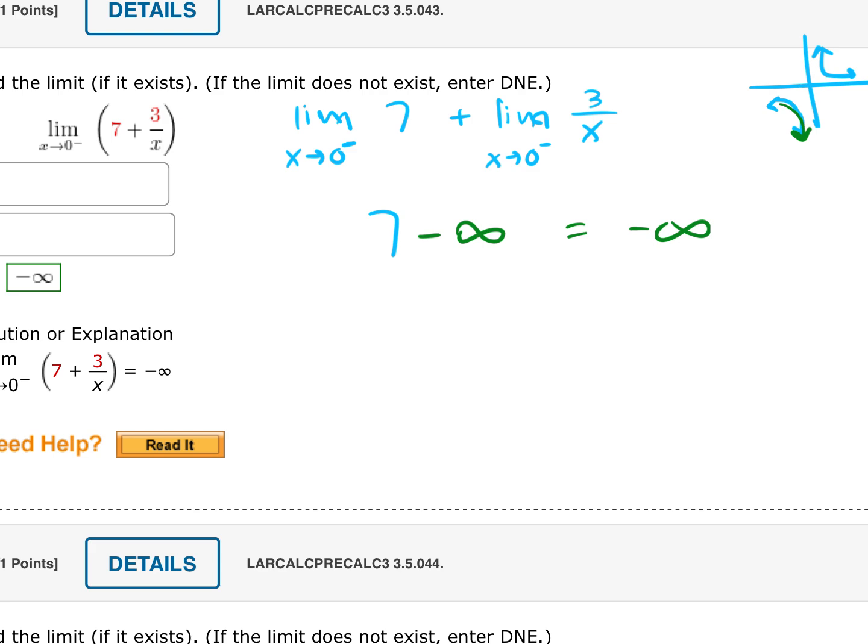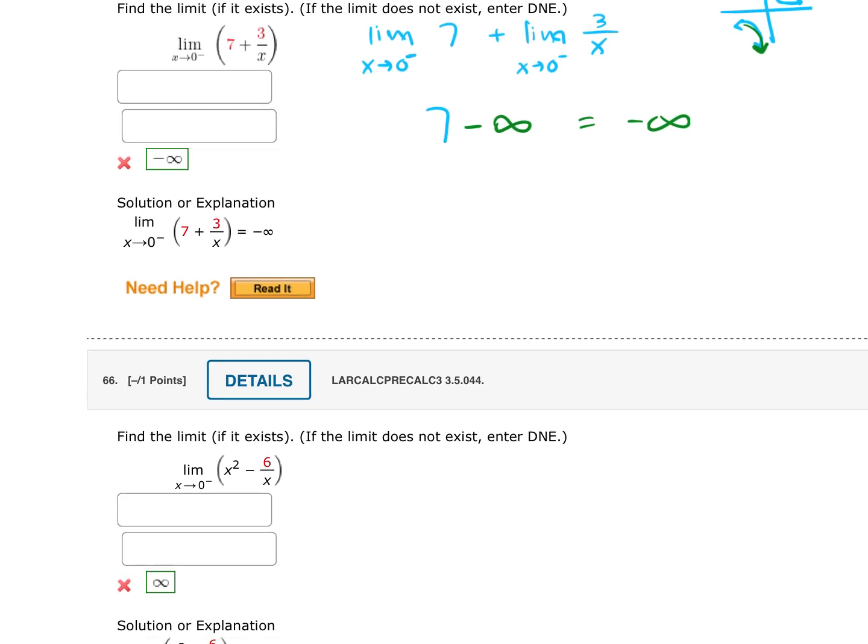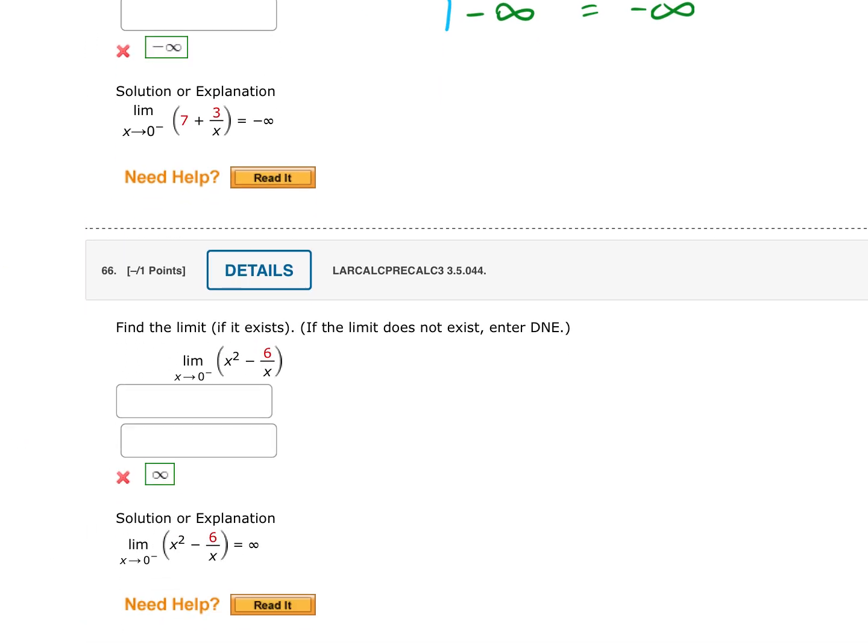Questions? Same thing with 66. Split it up. The limit as x approaches 0 from the negative direction of x squared minus, you can do minus on the outside or keep it on the inside. It doesn't matter. Just make sure you're aware of that negative. So as x approaches 0 from the negative direction of 6 over x.